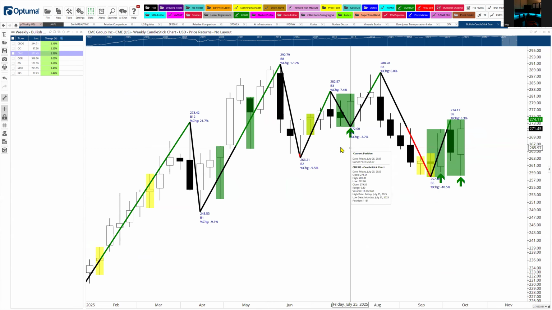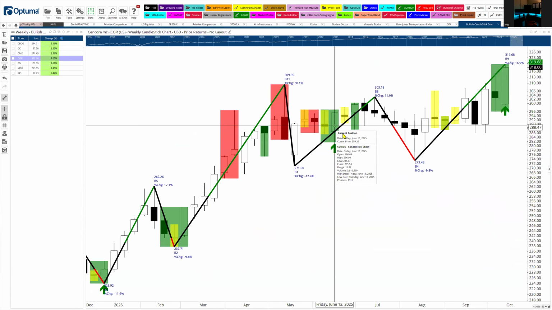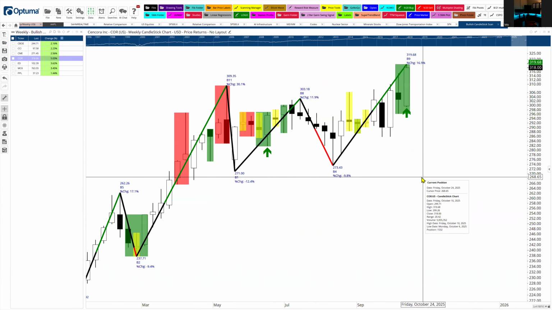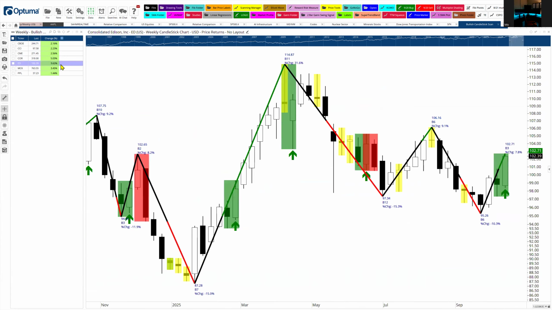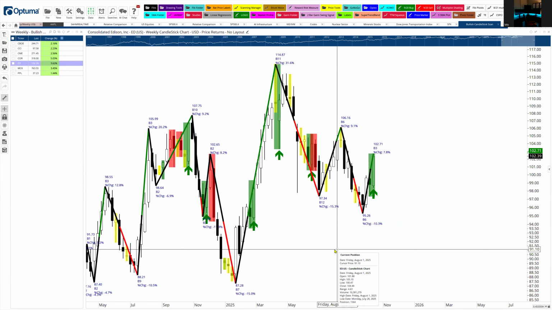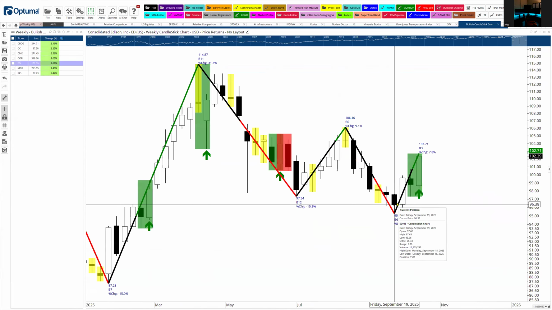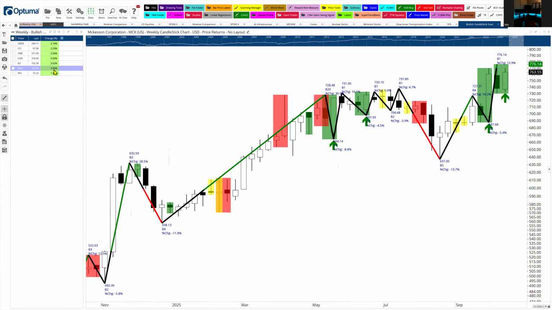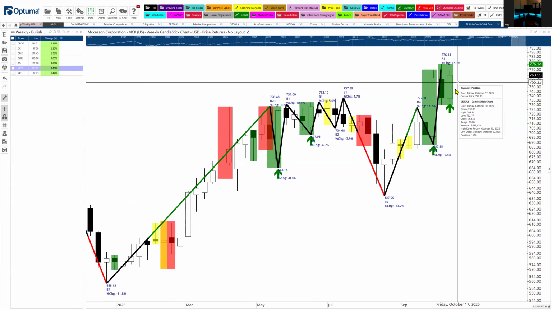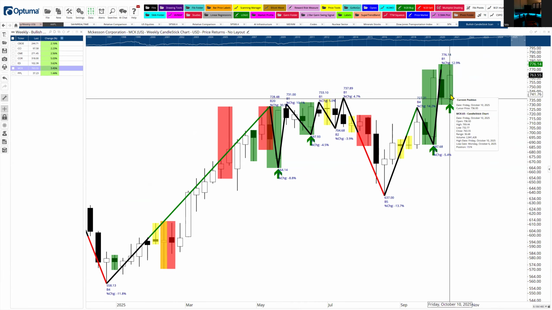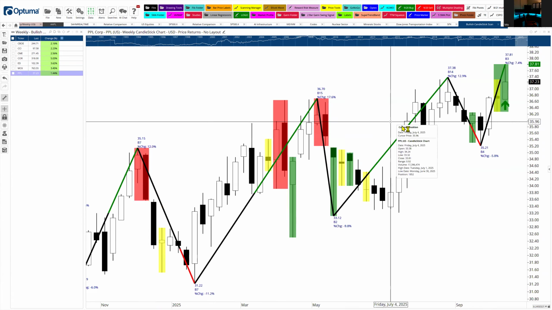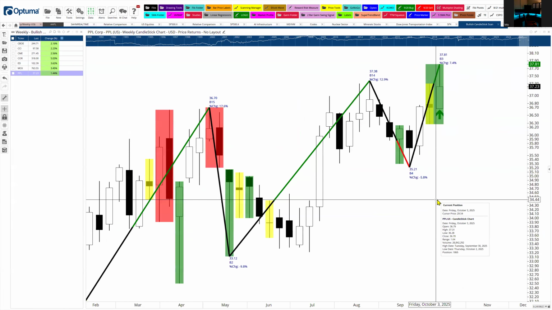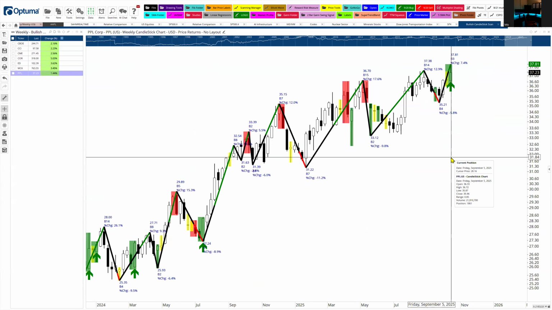CME, oh, that's a double one. Core, new all-time high. ED. And these are bullish setups, closing with bullish candles on the week. This is the inside week. That's the bullish setup here. And PPL.